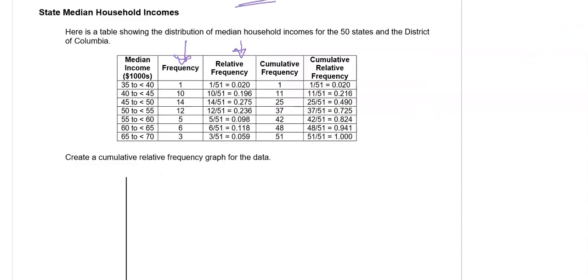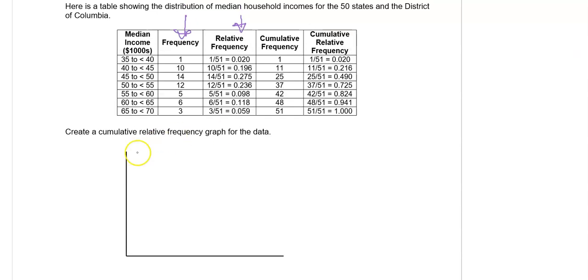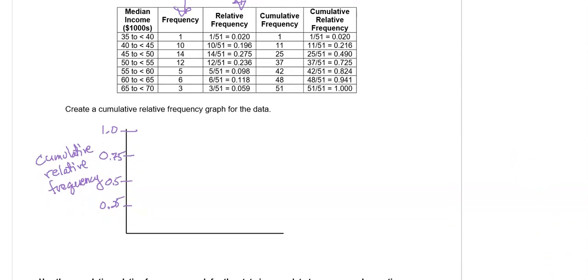So when we look at our cumulative relative frequency graph, the cumulative relative frequency is going to be on the Y. And it's going to go up to 100% or 1, whichever you prefer. And we're going to try to make it, this is about 0.5, it's about 0.75, and this is about 0.25. Sorry about that ugly 0.25, but it will suffice.